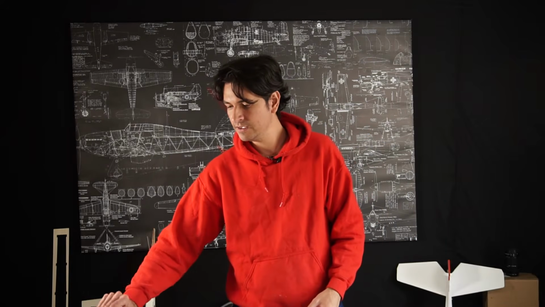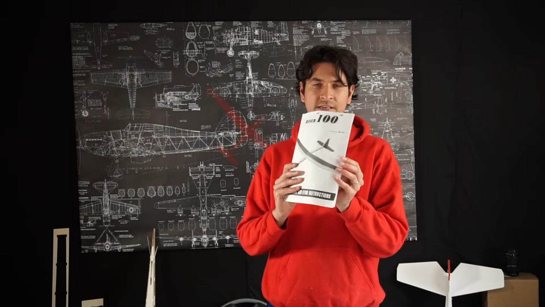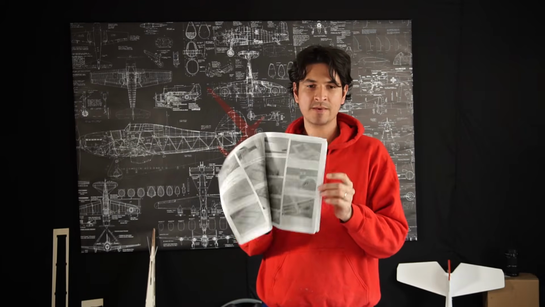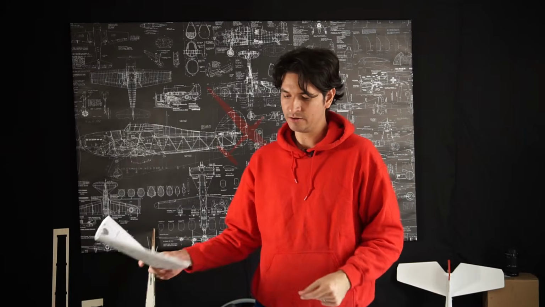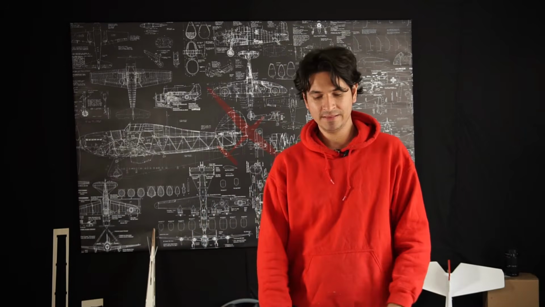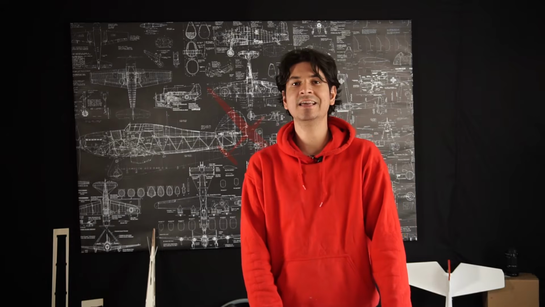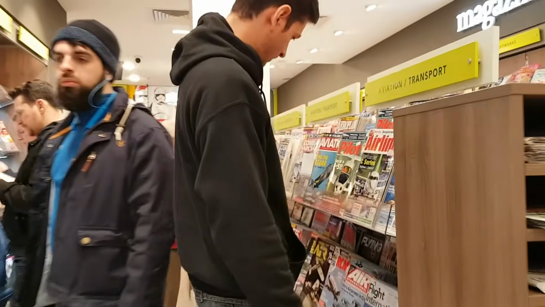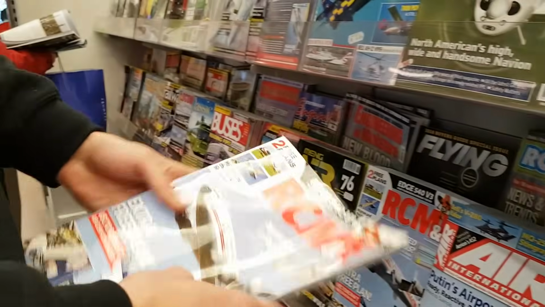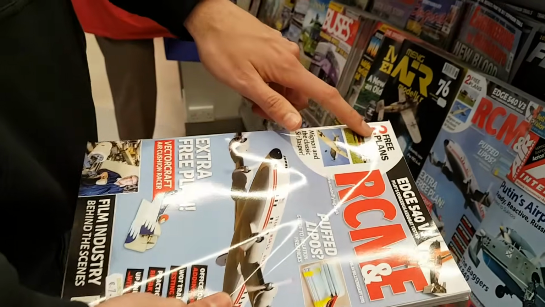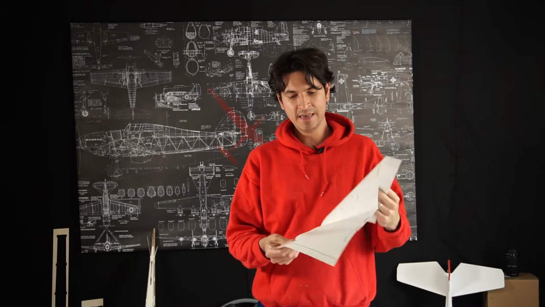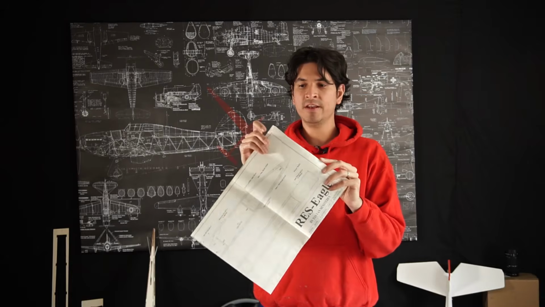For example, the Riser 100 includes this set of instructions, with step by step how you should do everything, and with the help of plans also. So that's one way, but that's more unlikely. The other way to find plans is with magazines. Here in Ireland I can find this magazine, which is from Britain, and they include plans in every issue. So they are like this, and I'm going to be showing you how they look in the next video.